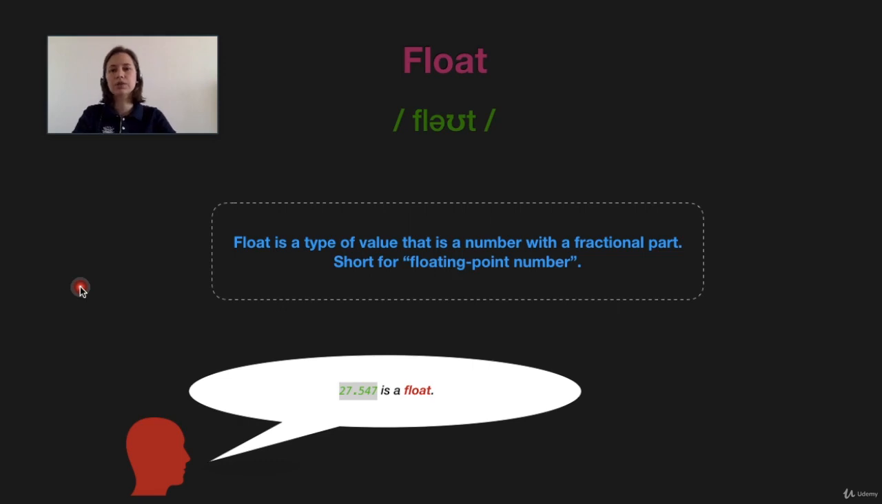Another data type, another type of value is a float. Float is a type of value that is a number with a fractional part. It is short for floating point number. What is a fractional part? Fractional part is this part of the number, 27.547. 27.547 is a float. This part is a fractional part.